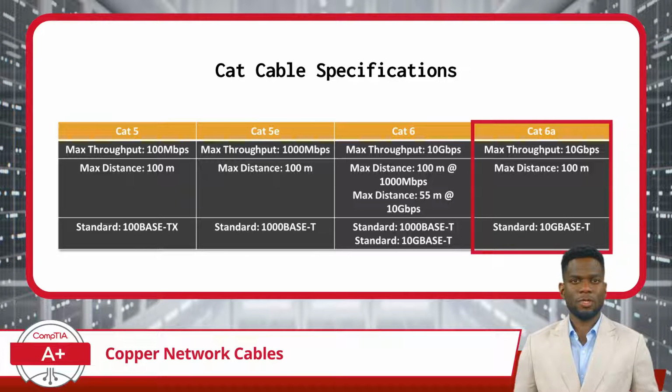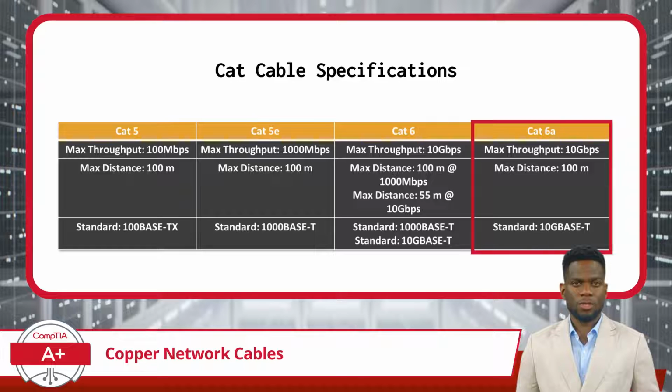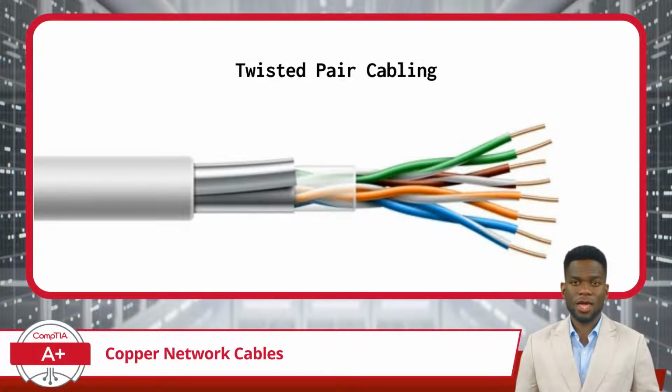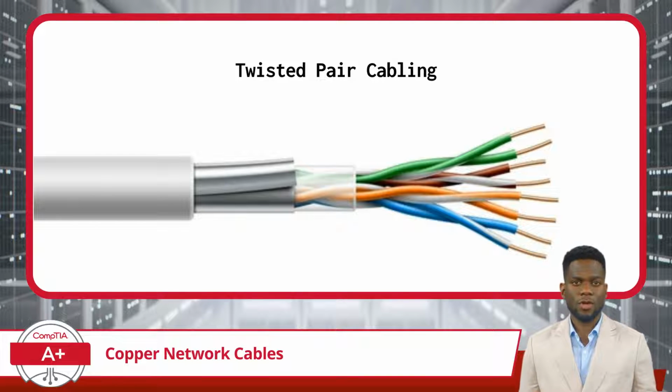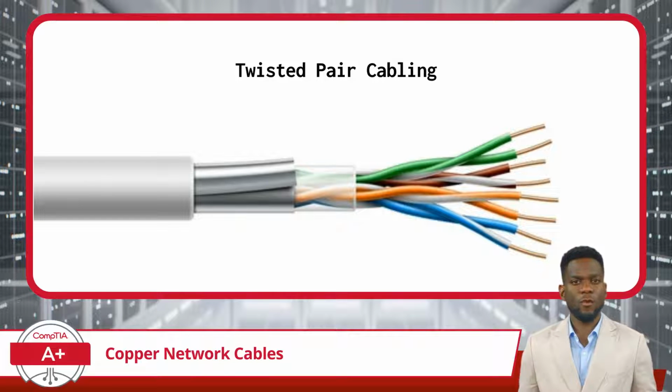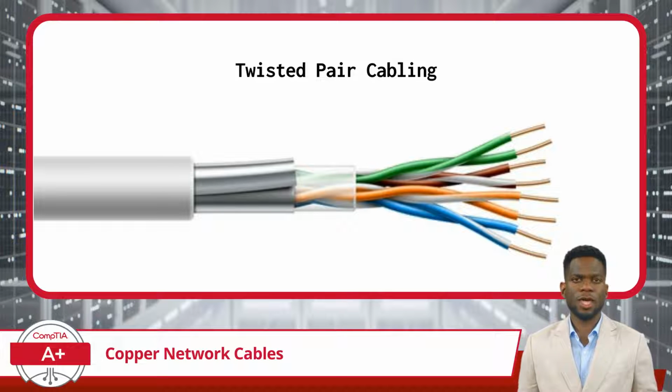Now that you have promised to commit these CAT cable specifications to memory, I can move on to CAT cable construction. CAT cables are twisted pair cables. That means cables consist of pairs of insulated copper wires twisted together. This twisting of wires helps to mitigate electromagnetic interference, or EMI.